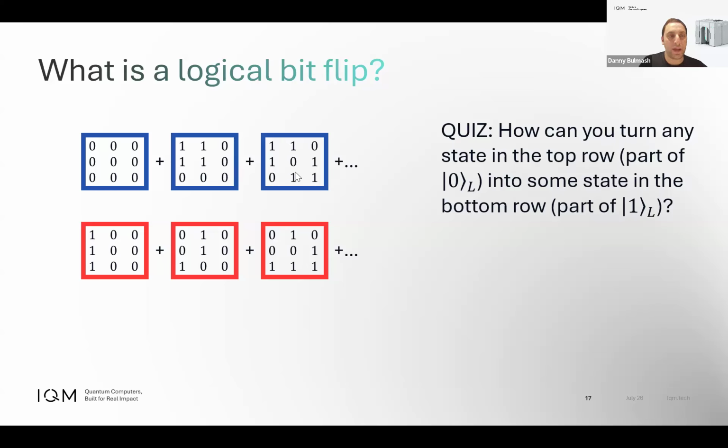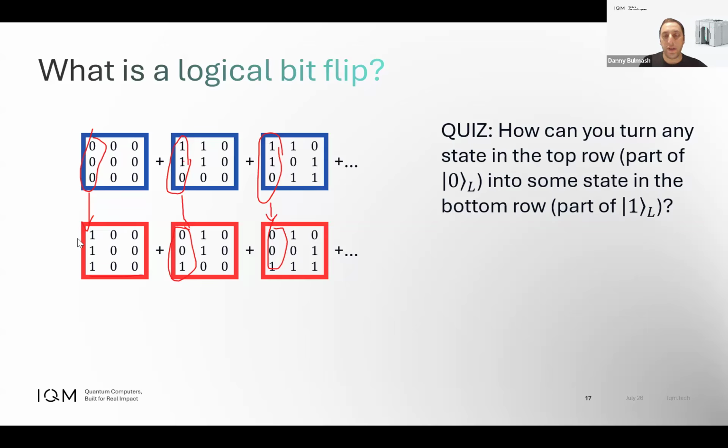Good. So I'm seeing the right answer start popping up in chat. So the answer is that to get from a state in the top row to a state in the bottom row, we can flip the first column. So let's compare what's happening here. If we flip the first column in this first one, it turns us into this state on the bottom here. And if we flip the first column in this second state, it turns us into the state in the second one. If we flip the first column here, then we end up getting to the state on the bottom here.